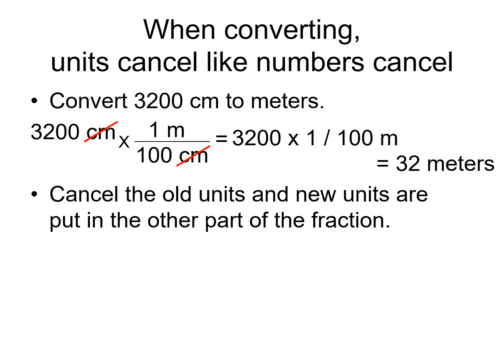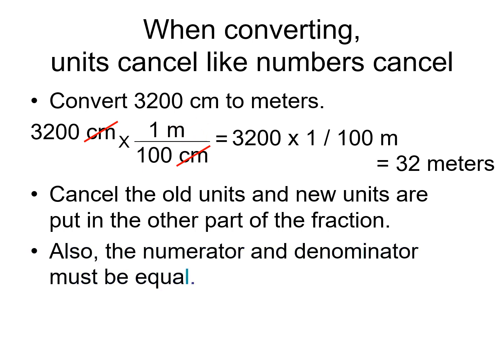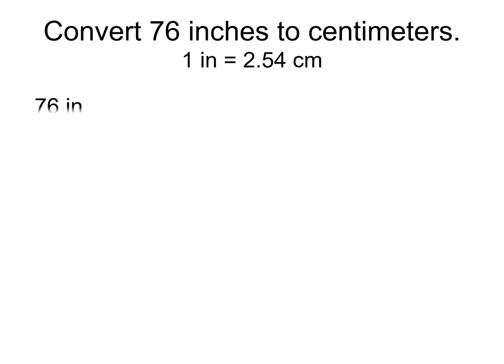There are going to be some conversions where we actually have a conversion in the bottom in the denominator, and we're going to have to put it into the numerator in order to cancel it out. The second thing to notice is also that the numerator and the denominator must be equal to each other. So the 1 meter and 100 centimeters have to be equal to each other in order for this conversion to work. For this next conversion, we're going to convert 76 inches to centimeters.